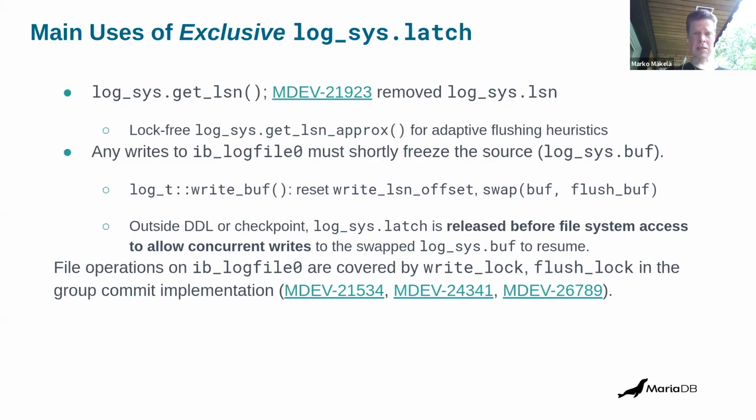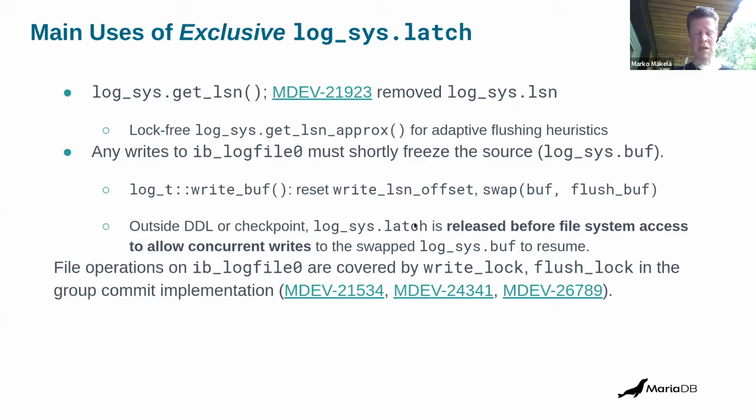And we also need the exclusive locksys latch when we are writing to the actual log file. So we must shortly freeze this buffer, make a snapshot of the buffer, kind of. We swap the buffer with another copy, and then we write the other copy to the file system. And when we are holding the exclusive latch, we also reset this offset so that the concurrent writers can resume writing to the other buffer as soon as we release the locksys latch, once we have done the swapping. Only in DDL operations that write file names or in checkpoint operations, we will retain the locksys latch across the file system operation.